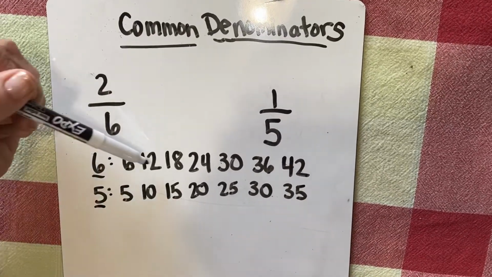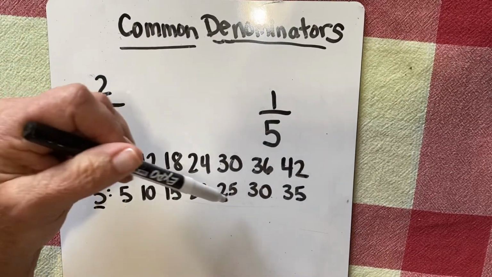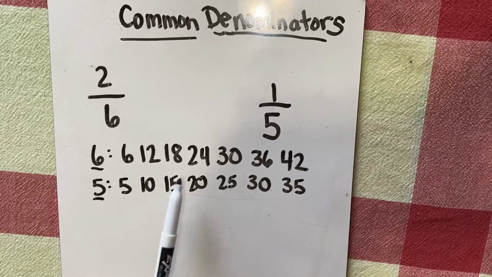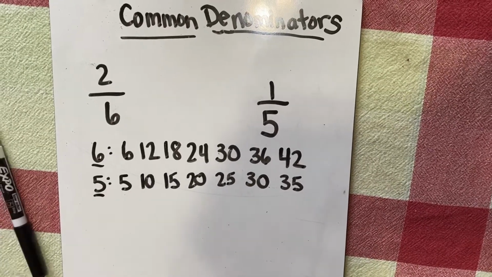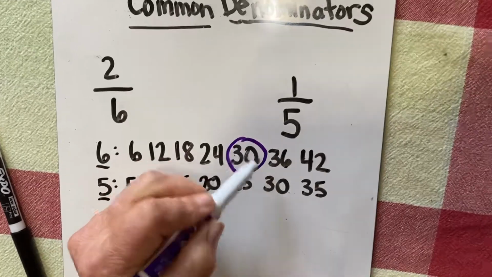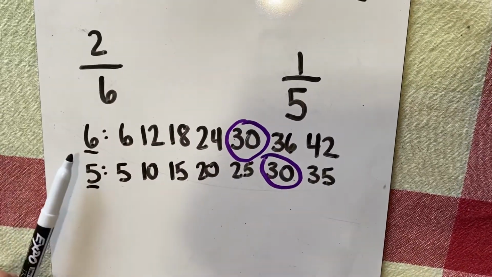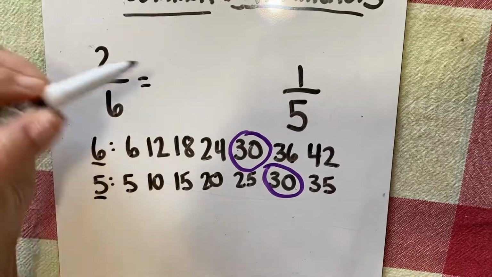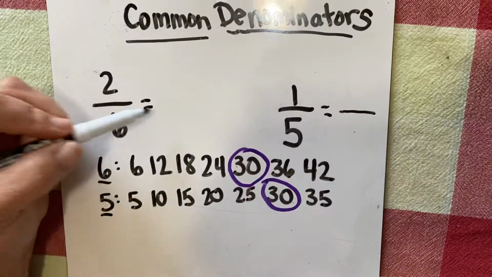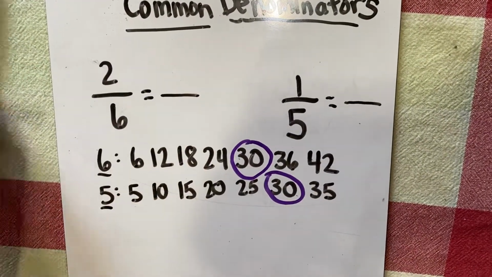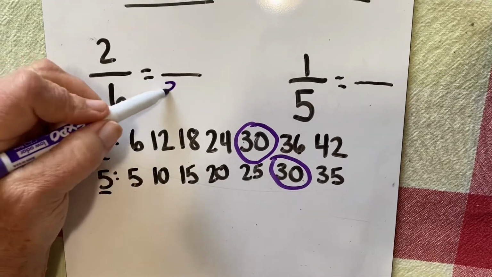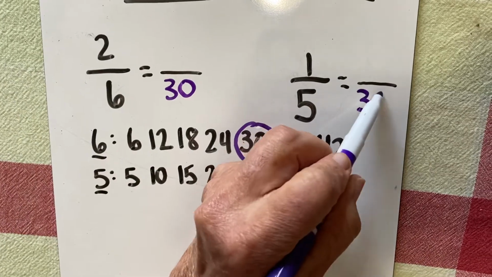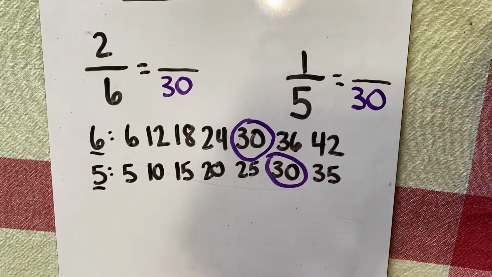And so now I look at all the multiples and I see if I can find a number in common, a number that's the same. So I just kind of compare. No. Hey, wait a minute. I do have two common ones. I have 30. 30 is a multiple of 6 and 30 is a multiple of 5. Perfect. So now what I need to do is create two equivalent fractions, two new fractions with 30 as my denominator. So 30 is going to be my denominator for this equivalent fraction, and 30 is going to be my denominator for this equivalent fraction.